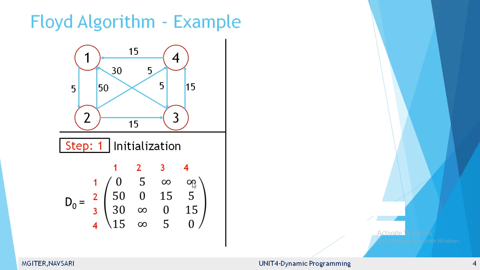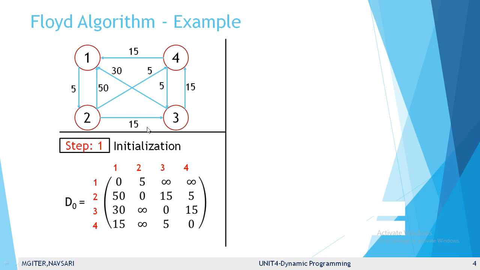If there is any edge absent, then we write infinity, and for the self loop we write 0. Otherwise, write the distance if there is some direct edge given. 2 to 1 is given as 50. 2 to 2, no self loop, so here we write 0. 2 to 3, there is a direct edge with the distance 15. 2 to 4, there is a direct edge with the distance 5.